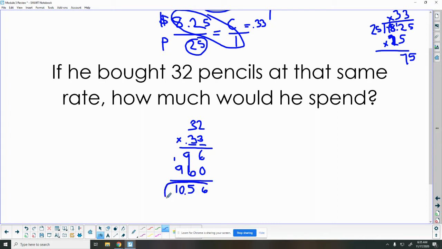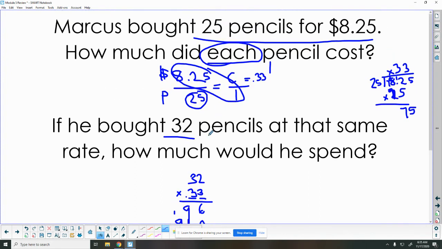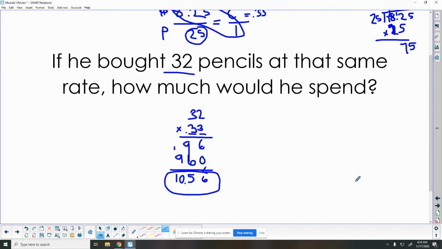So he would spend $10.56 to get 32 pencils. And that answer sounds reasonable, a couple dollars more than 25 pencils. So it makes sense that more pencils cost more money.